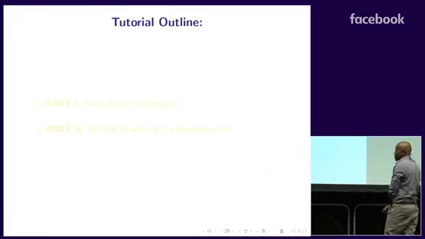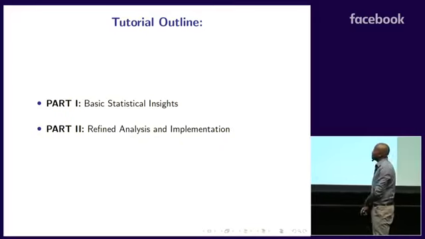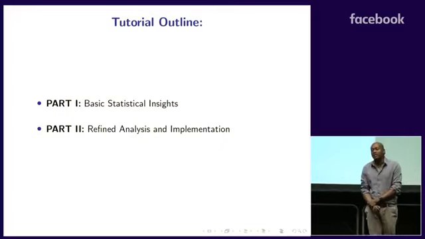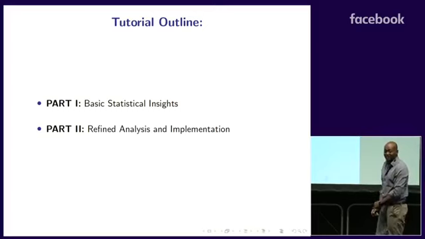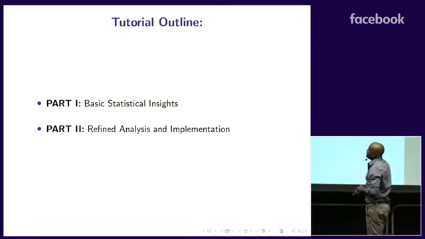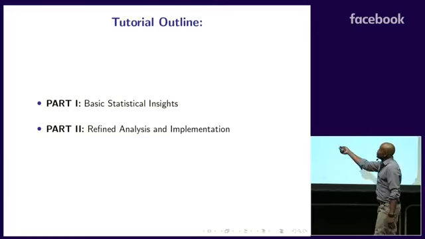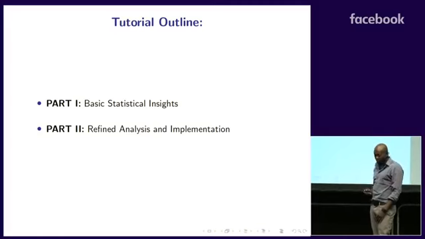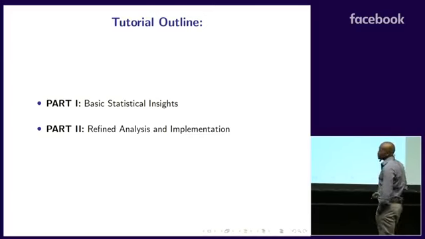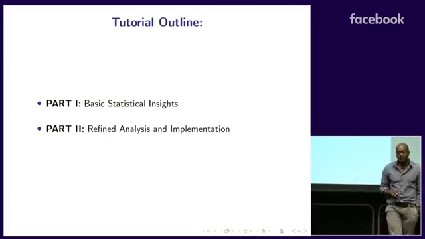The outline of the tutorial will be the following. In the first part, I'll discuss basic statistical insights, and I'll start from the 50s and move on to today. Then in the second part, Sanjoy will cover more refined analysis. The two parts are related, because you need to understand some of the basic statistical insights to get into the hardcore stuff that Sanjoy will be presenting. Sanjoy will also discuss issues having to do with implementation and trade-offs.